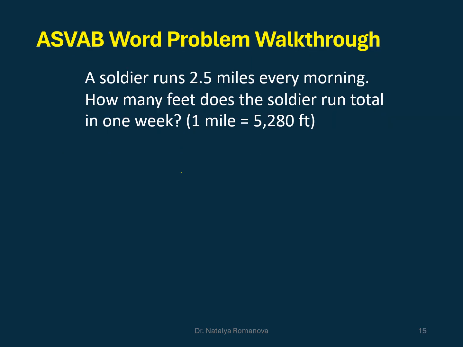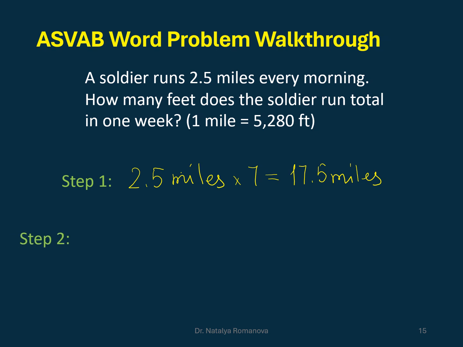Now an ASVAB word problem. A soldier runs 2.5 miles every morning. How many feet does the soldier run total in 1 week? First, understand the question. 2.5 miles per day, 7 days. So first find total miles. We take 2.5 miles and we take 7 days. Multiply by 7. Total we have 17.5 miles.